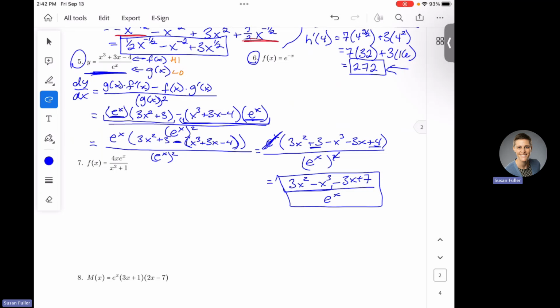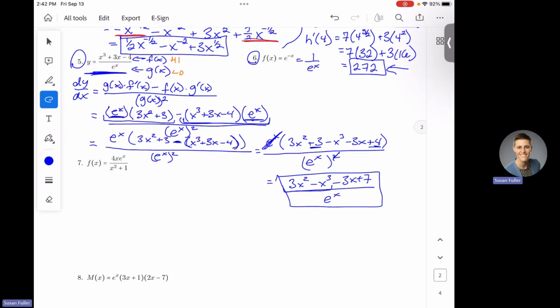We did number 6 in class. Again, you're going to write that as 1 over e to the x and apply the quotient rule to that. Your answer there will be negative e to the negative x or negative 1 over e to the x. But again, you can just apply the quotient rule to that, and I can let you rework that out, or you can find that in the completed notes.